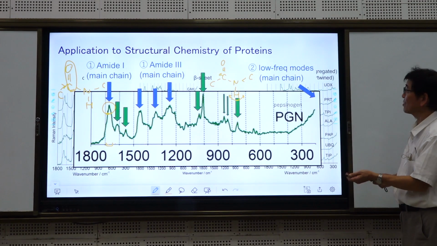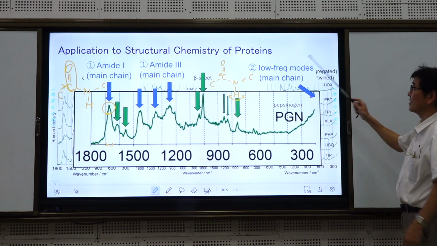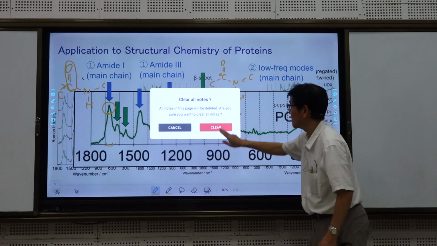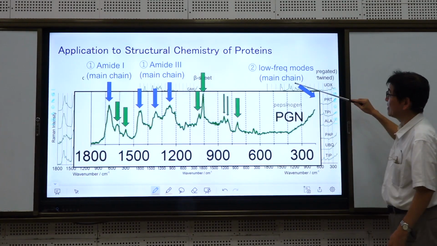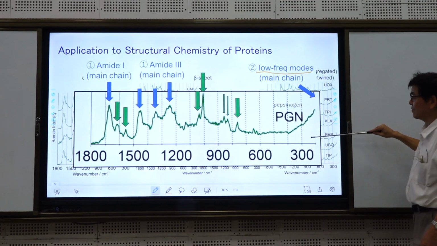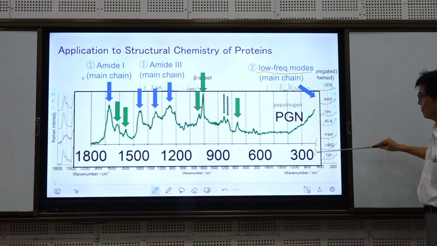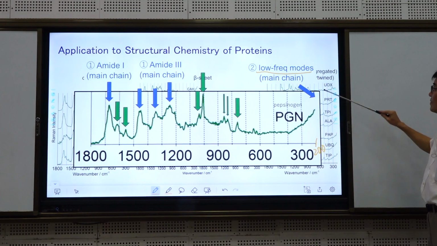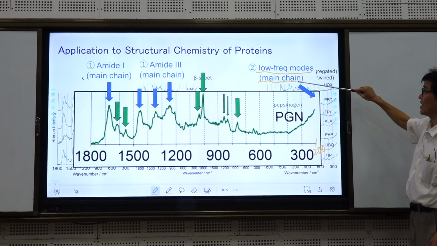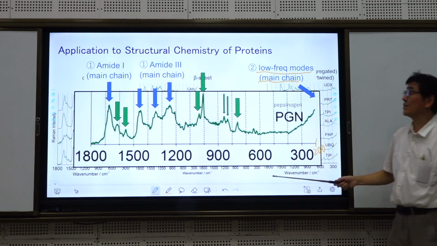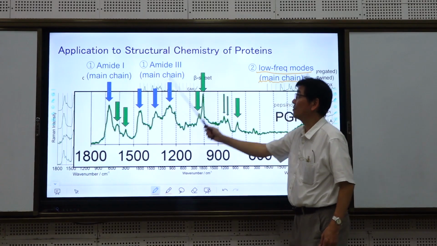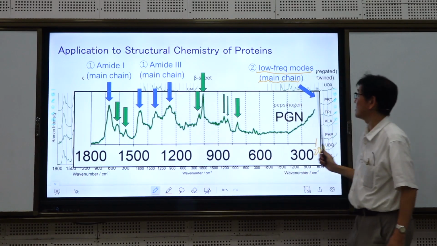Okay. And the second point is also a band that is related to the peptide main chain: the low frequency mode that is below 200 wave number. So this region also gives information of the main chain. So analysis of the main chain is possible by focusing on these peaks.